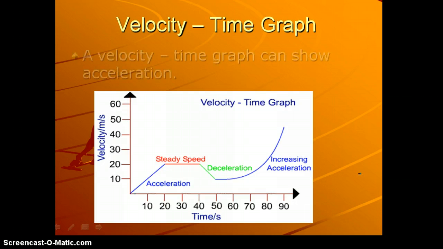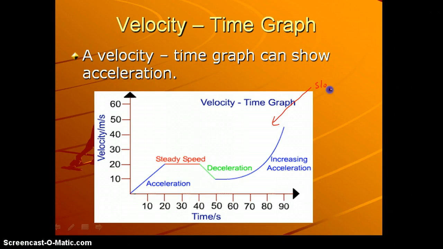Now go ahead and put this velocity time graph in. A velocity time graph will show acceleration. So the slope in here shows acceleration because acceleration, we haven't done that equation yet, but acceleration is a change in velocity over time. And that's what slope is showing you. So just so you understand what the slope of a velocity time graph will show you.